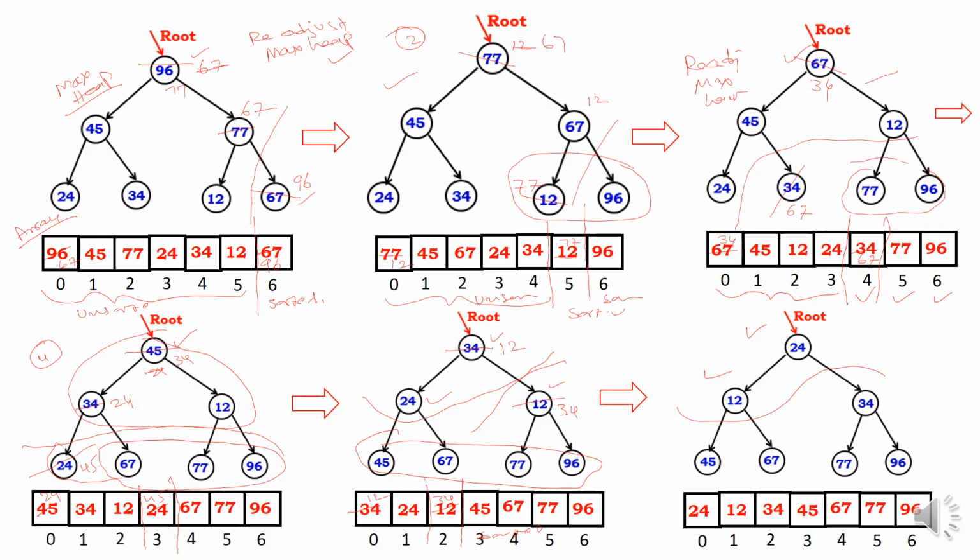These remaining elements are sorted and the remaining two elements are unsorted. 24 is swapped with the last element of the heap, 24, 12, and this becomes 24 and this becomes 12. See, 24, 12, 34, 45, etc. So all are sorted. So elements have been sorted. An array consisting of only one element means it is already sorted.